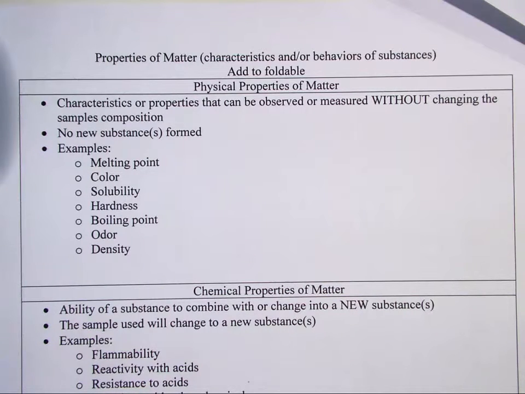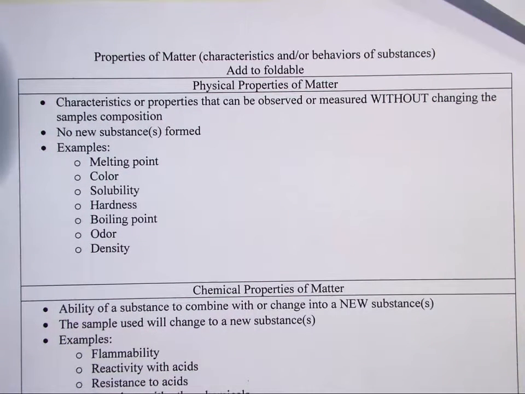Alright, so we've already talked about this a little bit when we were discussing density. Density is a physical property of matter. And these are characteristics or properties that can be observed or measured without changing the sample's composition. Now, no new substances will be formed when you're running these tests. And examples will be melting point, color, solubility, hardness, boiling point, odor, and density.